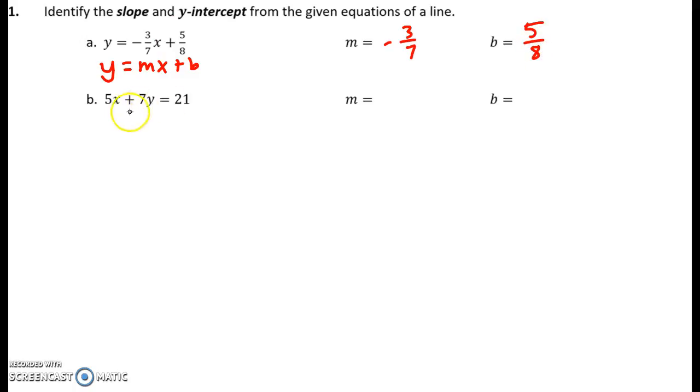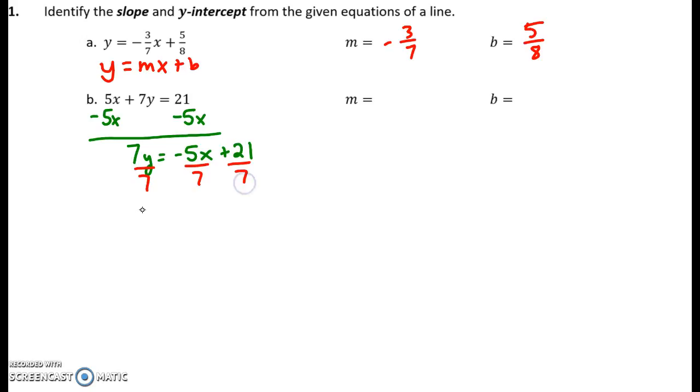Notice in the second one it is in standard form, so if we want to find the slope and the y-intercept, we want to actually solve this equation for y. So I'm going to subtract 5x from both sides. And if I rewrite this equation, I have 7y equals negative 5x plus 21. Remember, you cannot combine these because they are not like terms. And now I just want to divide everything by 7 to get y by itself.